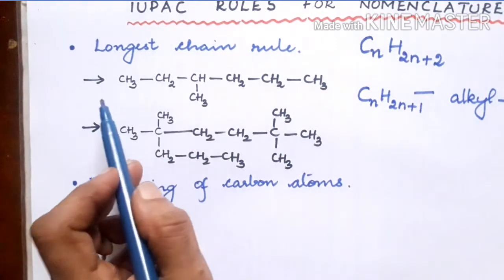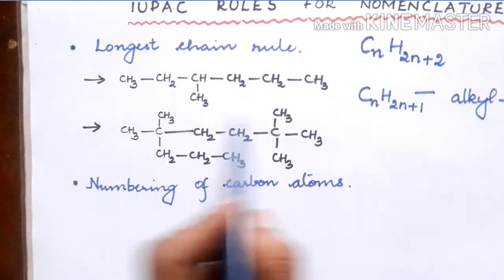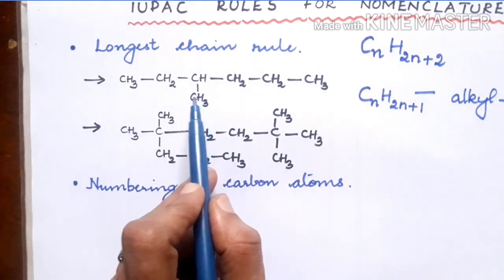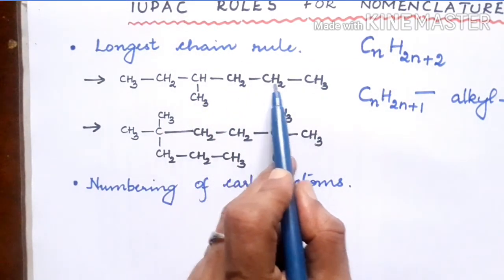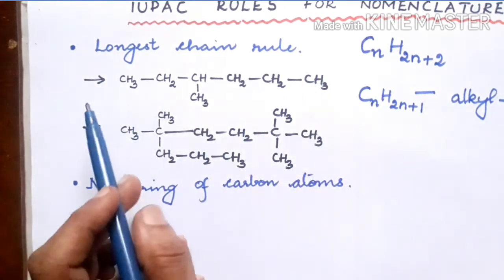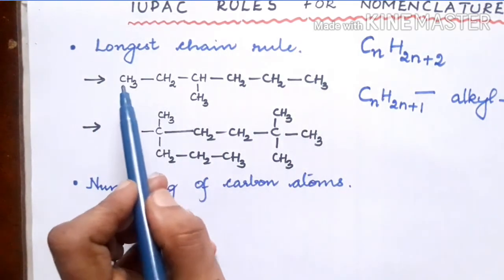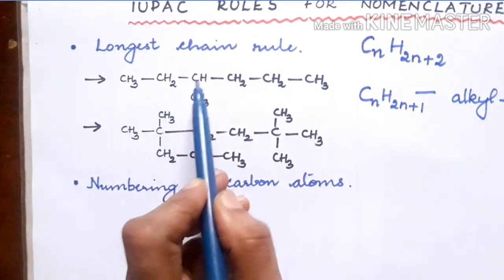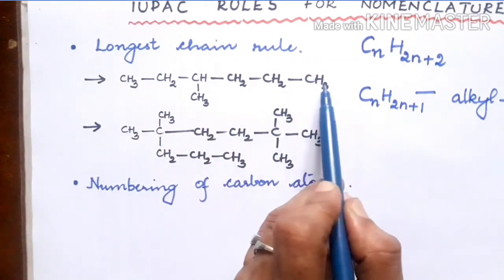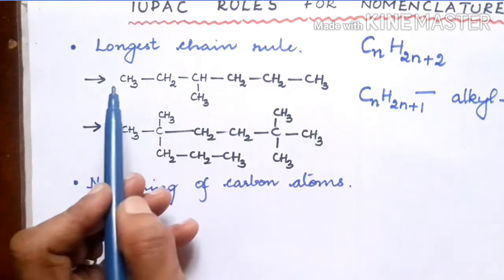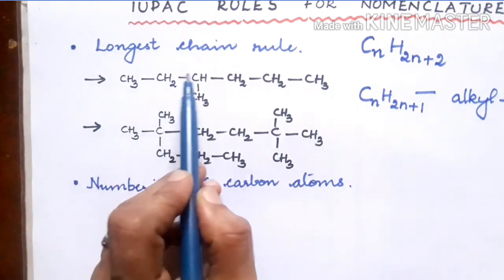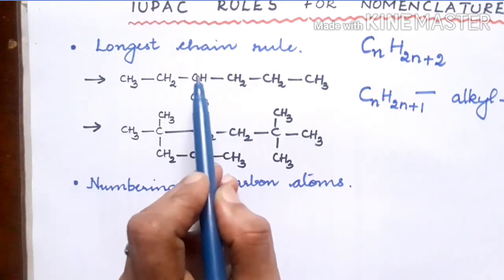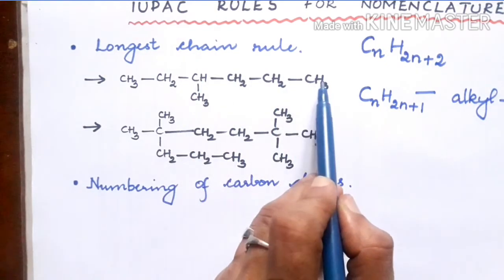For example, we'll take the first compound, CH3, CH2, single bond CH, CH3, CH2, CH2, CH3. How many chains are possible here? We have one straight chain: 1, 2, 3, 4, 5, 6, which is 6 carbon atoms. Another chain is 1, 2, 3, 4. The next chain is 1, 2, 3, 4, 5.